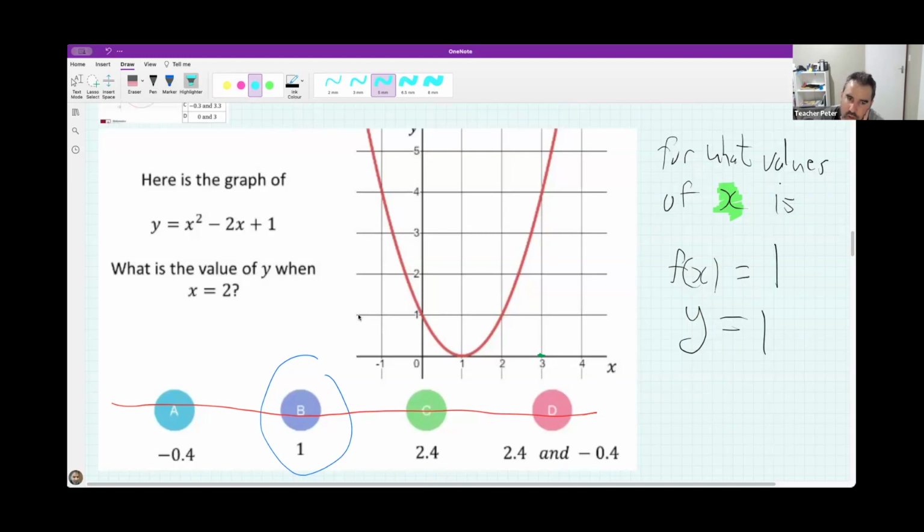So there's where y is equal to 1. So I draw a horizontal line, and I see where it hits the graph. It hits it over here, and it hits it over here. And so the answer would be when x is 0 or when x is 2. So when x is 0 and when x is 2 is where this is the case.